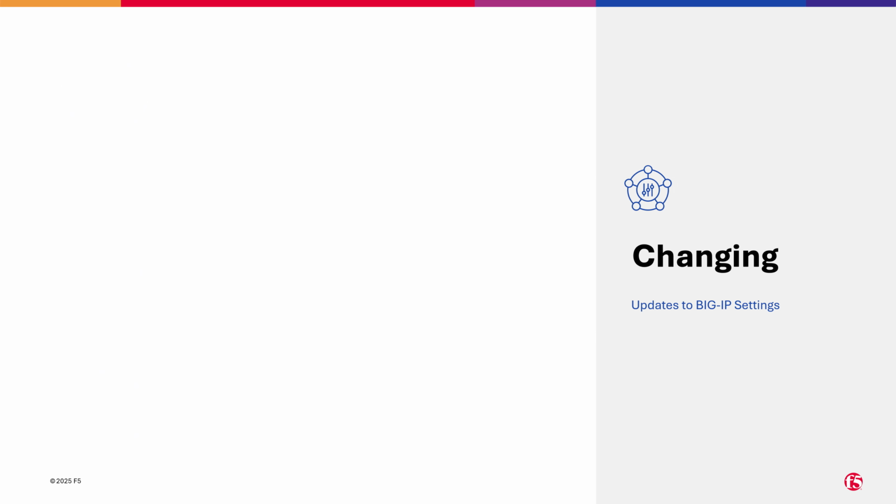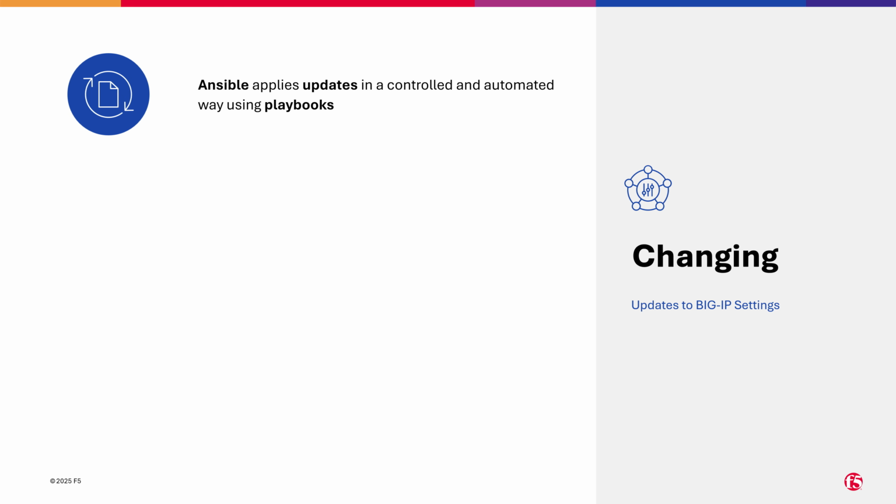The change management phase means making updates to BIG-IP settings so they match new or changing needs of the application. Ansible is useful here because it lets you apply these updates in a controlled and automated way. Ansible playbooks make it easier to apply changes step by step, helping avoid mistakes and keeping systems consistent.